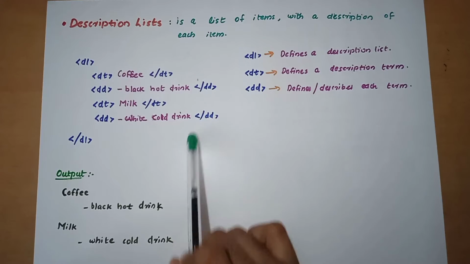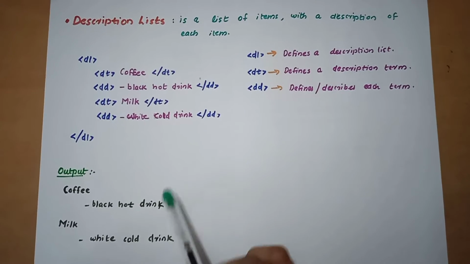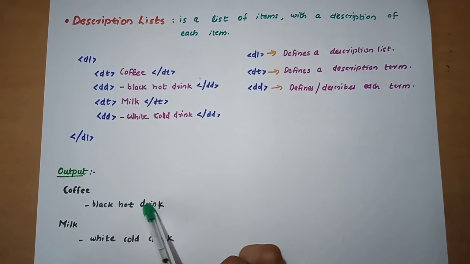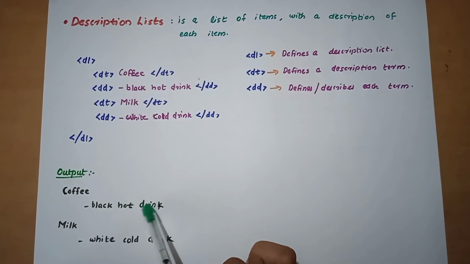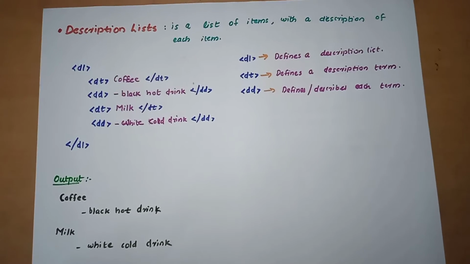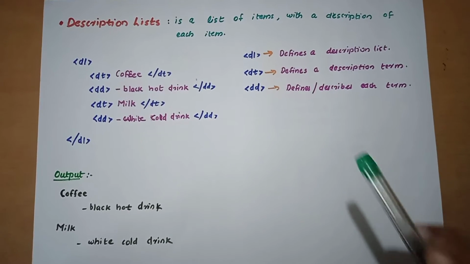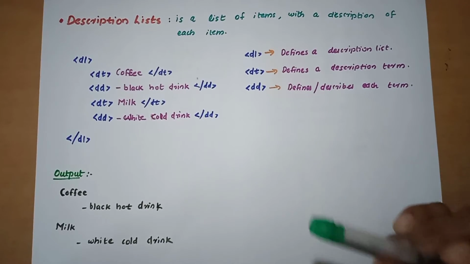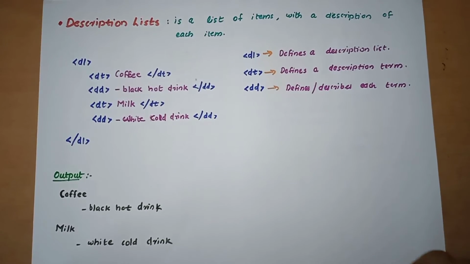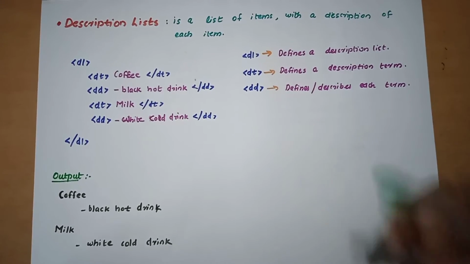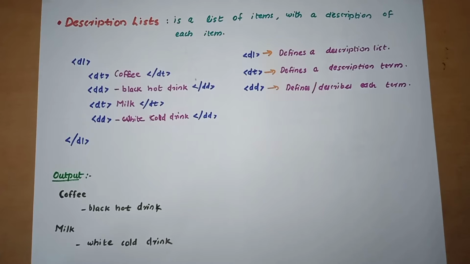So let's see how it will be displayed. Coffee has a simple description here, black hot drink, and for milk, white cold drink. So this is simply our description list. Wherever we need to describe each of our list items, we can use this description list. Next we are going to focus on nested lists.